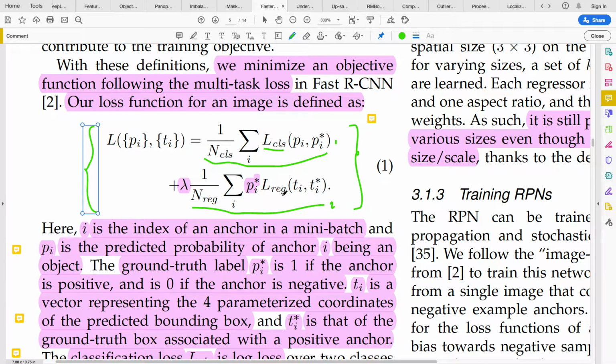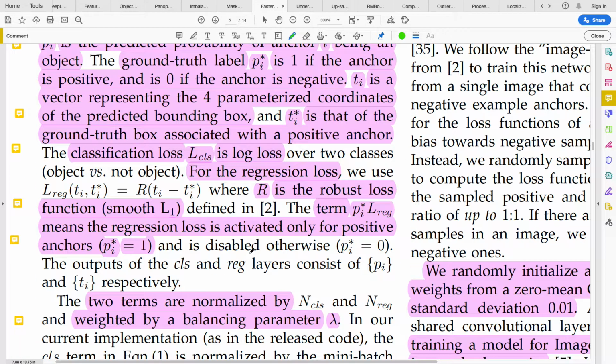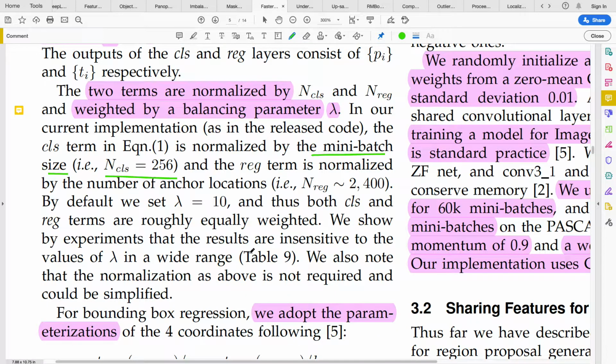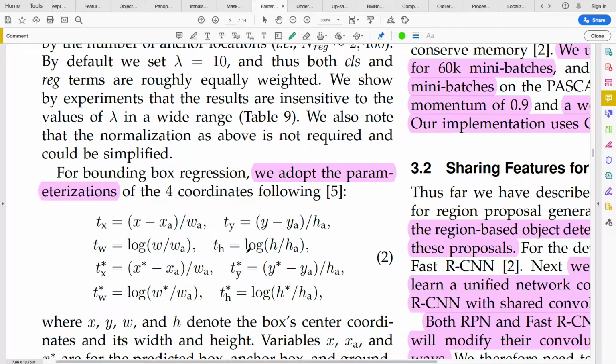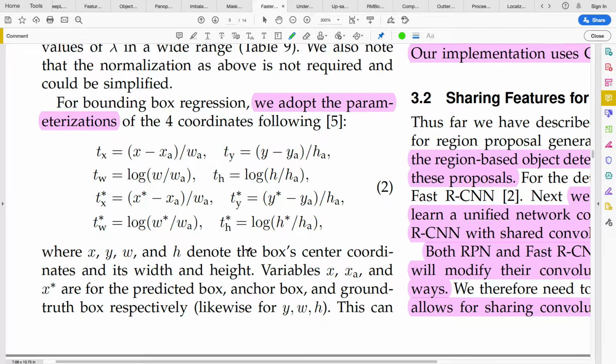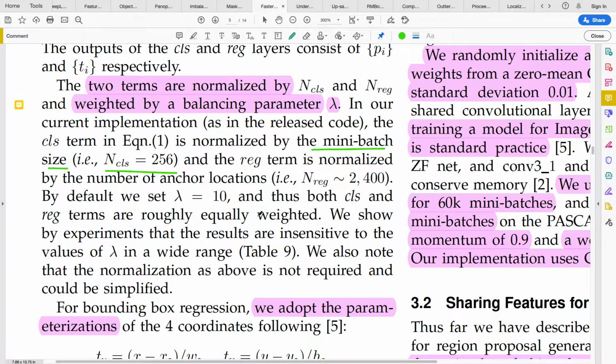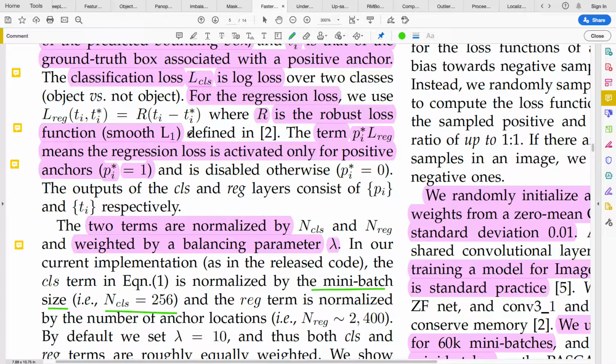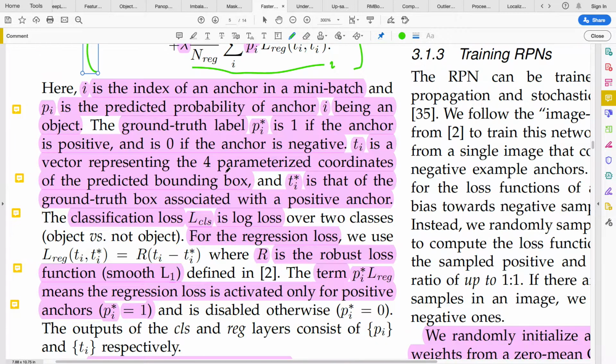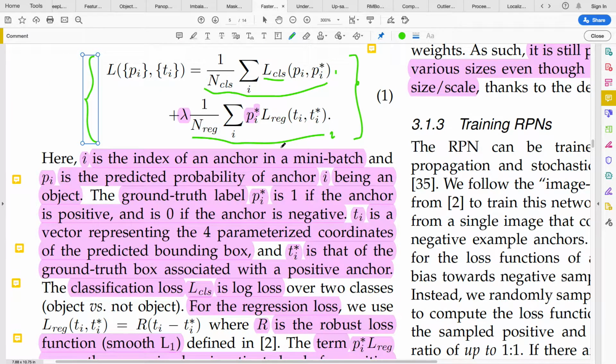Essentially what they use in this paper is L1 loss. Let me check that. They use an L1 loss to get the prediction for the bounding box. Yes, what they use is the robust loss function, which is the smooth L1, to define this difference between the actual ground truth box and the prediction.